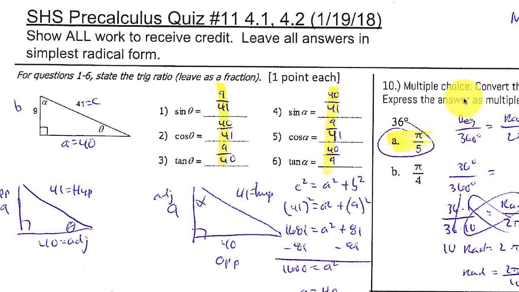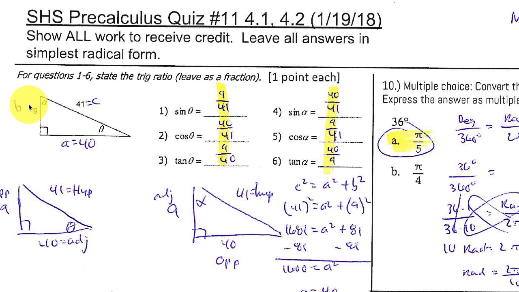Hey, this is Mr. N going over Precalculus quiz number, those numbers were wrong. Should be quiz number 9, 4-1 to 4-2, January 23rd, 2019. For questions 1 to 6, state the trig ratio, leave as a fraction. I only gave you two sides of a right triangle.